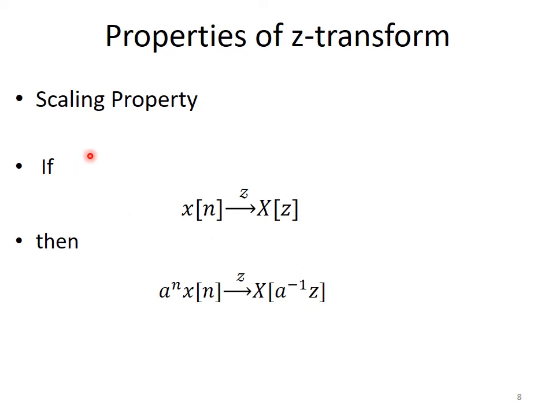Then we have a scaling property, and similarly, if x of n is the time domain signal and the z transform of x of n is X of z, and if x of n is multiplied with a power n, then in the z transform it would be scaled by a power minus 1 multiplied by z. Wherever z appears, z would be multiplied with a power minus 1. So this is called the scaling property.